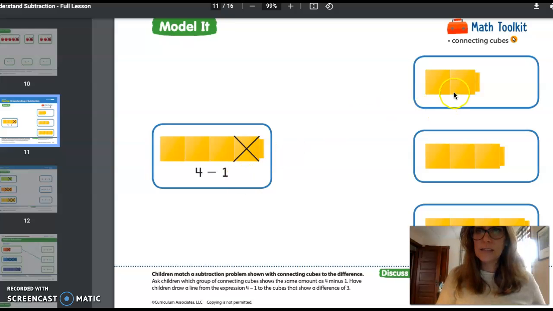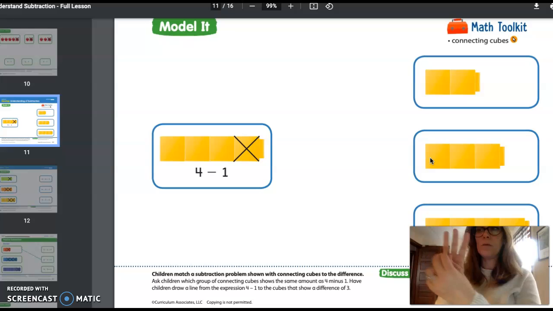Which one is that? Is it this one, or this one? This one, isn't it? Yep, so draw a line. 4 minus 1 equals 3. So draw a line. Good. 4, take 1 away. How many are left? 1, 2, 3. Good job, guys.